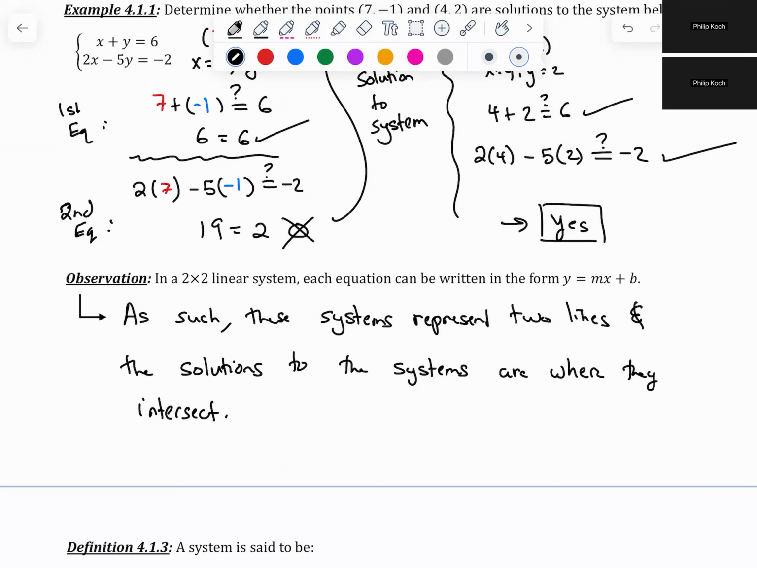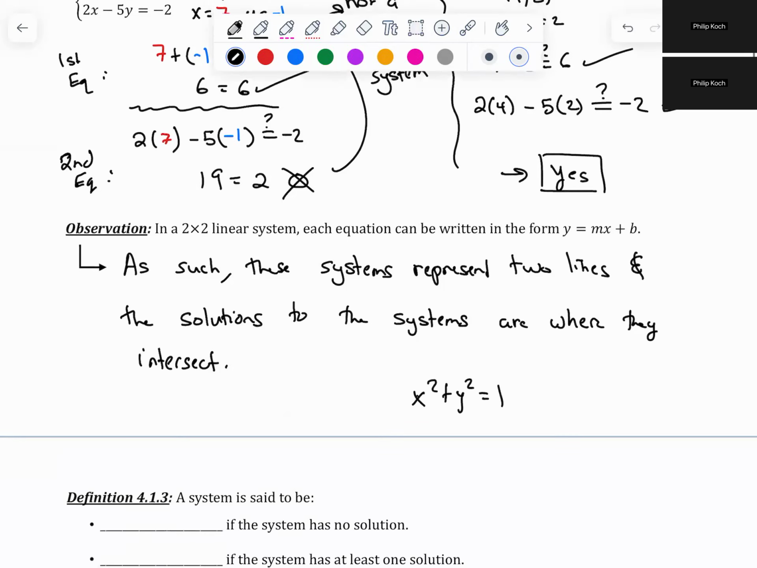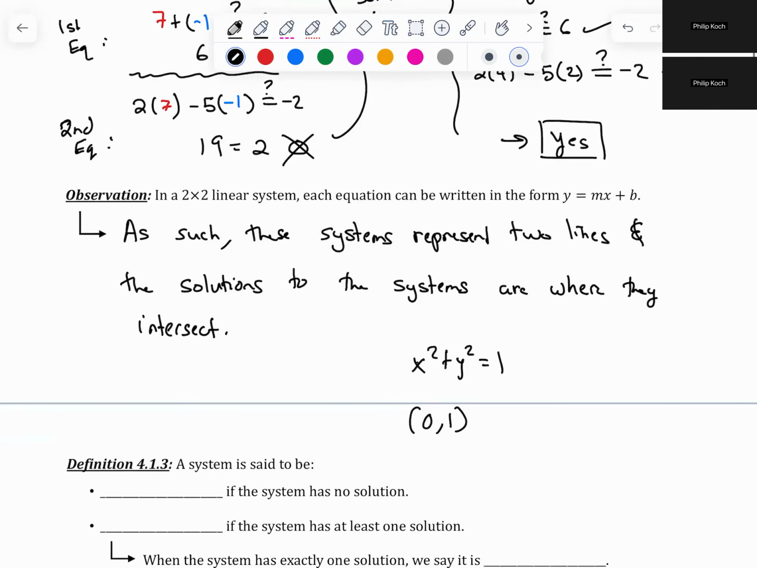Because remember, a solution to just one equation is a point on that curve, right? If we talk about the curve x squared plus y squared equals 1, that's a circle, right? And if I plug in the point 0, 1, it's a point on the curve, because 0 squared plus 1 squared does equal 1. So any ordered pair that can be plugged into the equation and make a true statement ends up being a point on the curve. And so what we're trying to look for is a point that's on both curves, i.e. a point where they intersect.